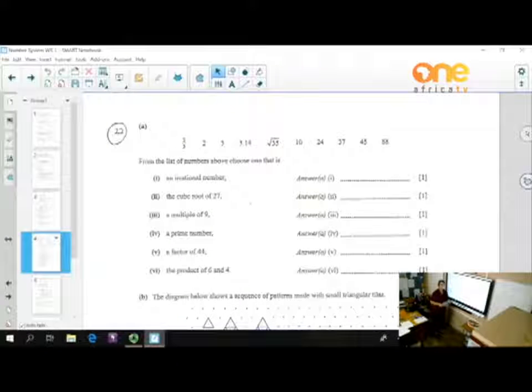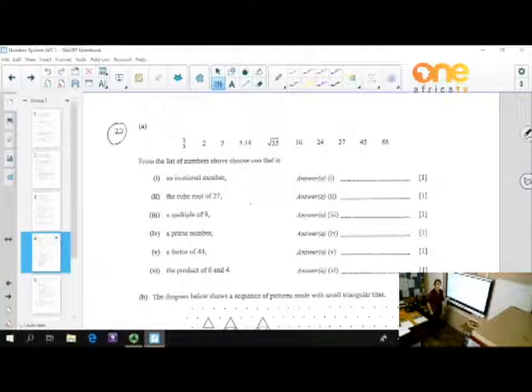Right, grade 12s. We continue then with the workshop questions on number system. We're starting on page 4 with question 22. And this is a very nice question to understand the number system, where they fit in. They provide you with a list, and from the list of numbers above, choose one that is irrational. Now we said rational means you can write it as a fraction. So irrational cannot be written as a fraction.